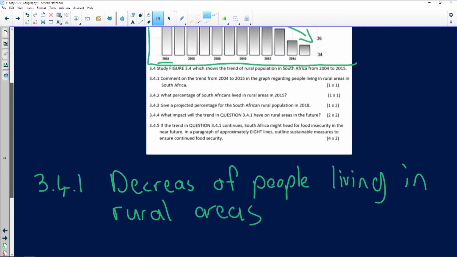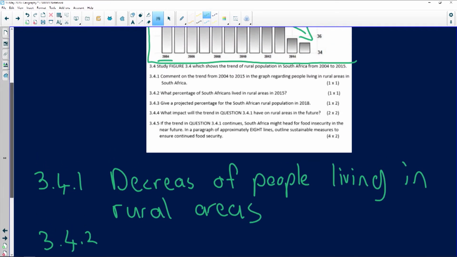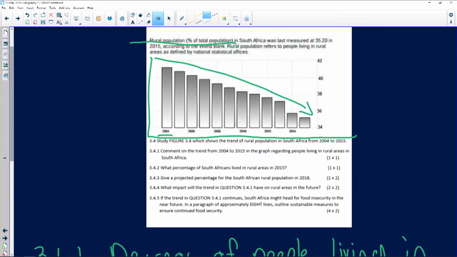But if we look at our next question, 3.4.2: what percentage of South Africans lived in rural areas in 2015? Now, where will I get this information from? I will get this information from the graph itself. Now, your x-axis represents the percentage of people. On your y-axis, you have the years. As you can see, they've numbered the years 2004. So obviously, this bar over here represents 2005.